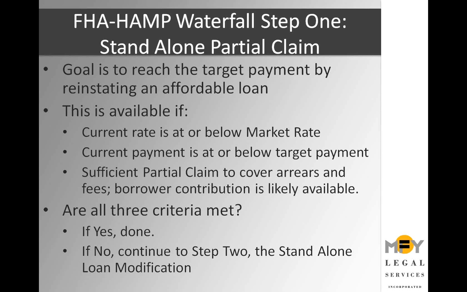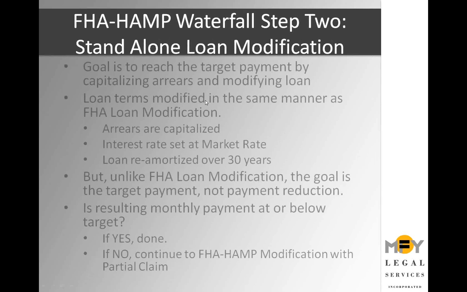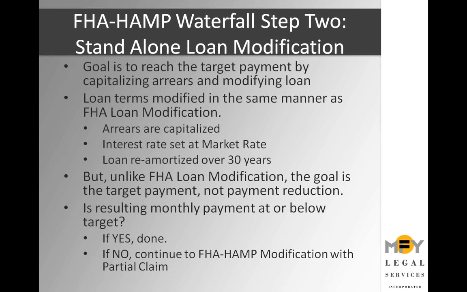If these aren't met, and they won't be met for most people, then we move to step 2, which is a standalone loan modification. A standalone loan modification is basically exactly the same as an FHA loan modification. The goal is to reach the target payment by capitalizing arrears and modifying the loan. So arrears are capitalized, the interest rate is set to the market rate, and the loan is re-amortized over 30 years. Unlike the traditional FHA loan modification, the goal for the FHA HAMP standalone loan modification is to get below the target payment, not just reduce the principal, reduce the payment.